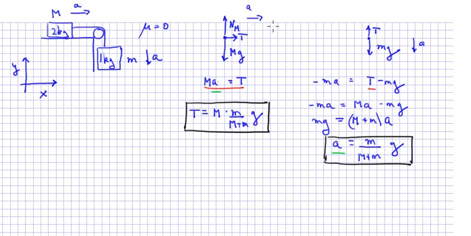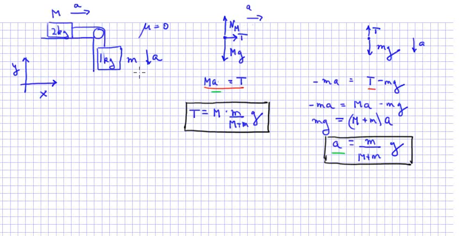So in this problem we have no friction. A large 2 kilogram mass is connected by a string that hangs over a frictionless massless pulley to a hanging 1 kilogram mass. I'm going to call the 2 kilogram mass big M and the 1 kilogram mass little m, and we're going to plug some numbers in here in a second.